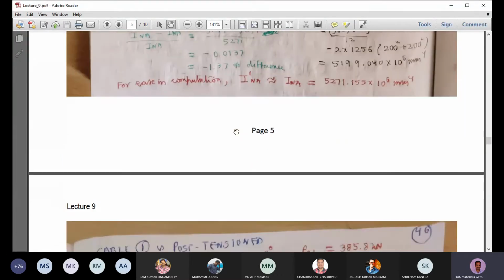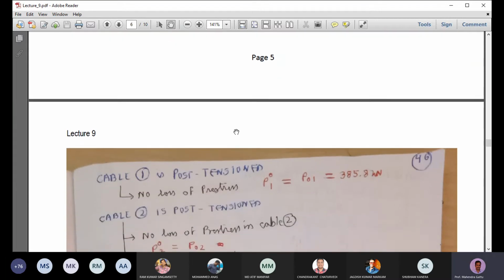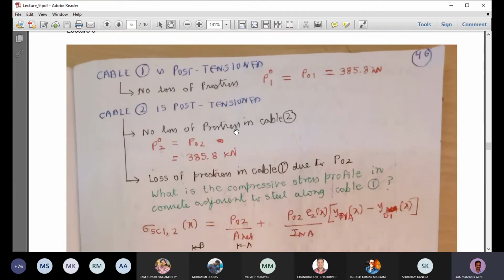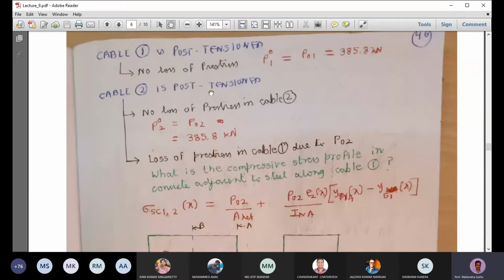Let's do the analysis. The first step is post-tensioning of cable 1. When you post-tension cable 1, the hydraulic jack force will be retained. There is no loss of pre-stress and we get the same value, 385.8. And when you post-tension cable 2, again we can do the same thing. Cable 1 is straight, so there is no varying eccentricity here, but just to introduce the idea of varying eccentricity, I'm rewriting that equation in a different way.